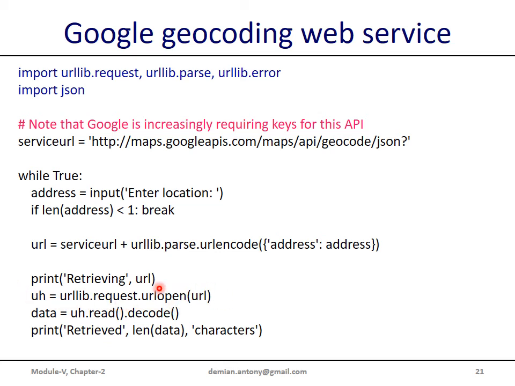You can see here we are opening the connection using urlopen here, and then we read as if it is a file, the entire contents. Since it is in byte representation, we decode it, and now the data that we get is in the form of a JSON string. It is a JSON string, and we can display the length of the data also in terms of characters.